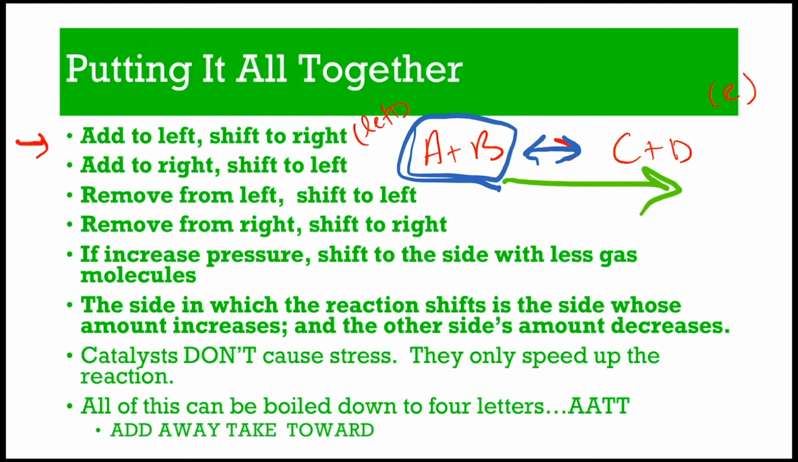Right, and so that's what bullet 1 is talking about. When you're looking at it, you're like, add to the left, shift to the right. What does that even mean? This is what it means. We're looking at a chemical reaction, and when we're adding stuff to the left, it's going to shift to the right. So this is where the sources of stress come in.